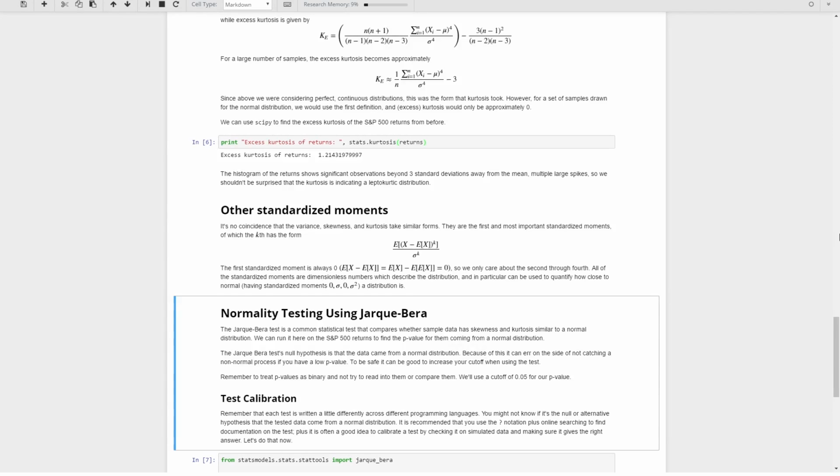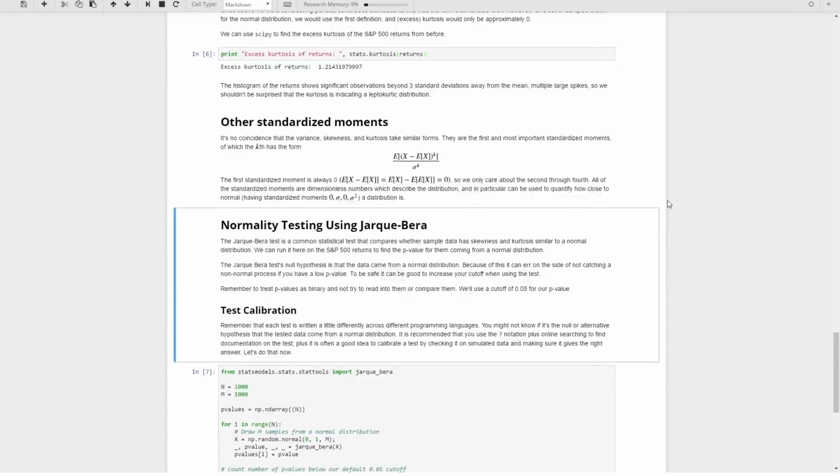So the null hypothesis of this test is that our returns come from a normal distribution. Depending on our alpha value, I typically choose 0.05. If our p-value is less than 0.05, then we conclude that the data is non-normal. Whereas if our p-value is greater than 0.05, or whatever our alpha is, we conclude that our data is normal.